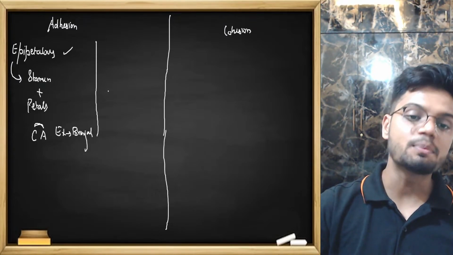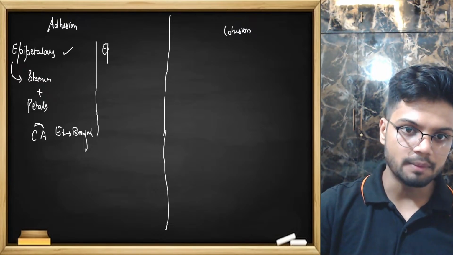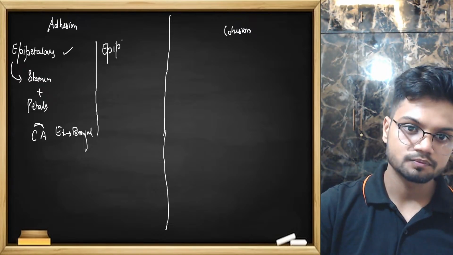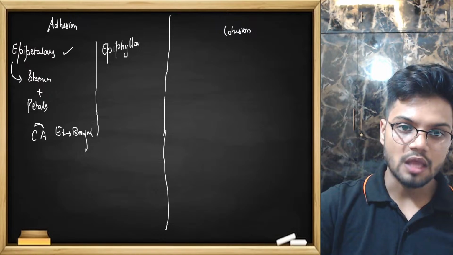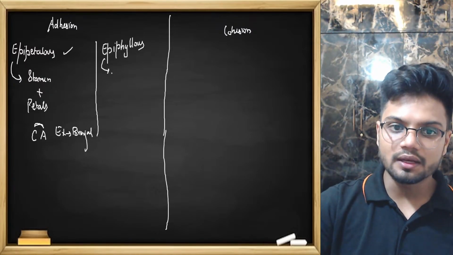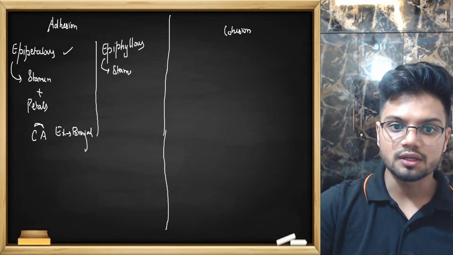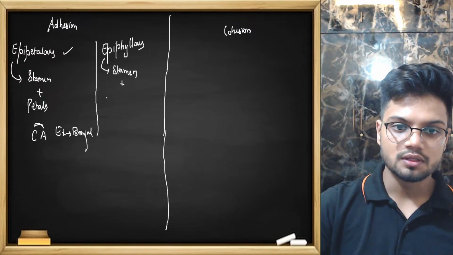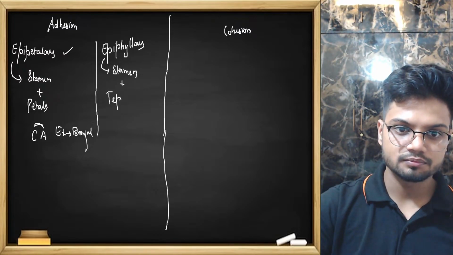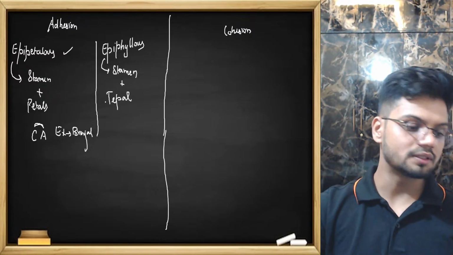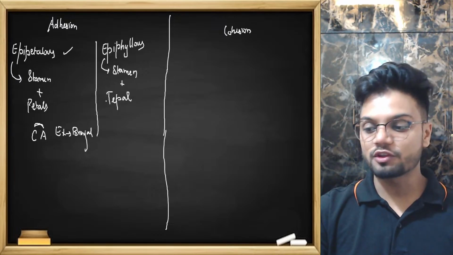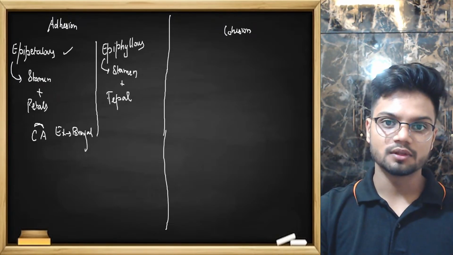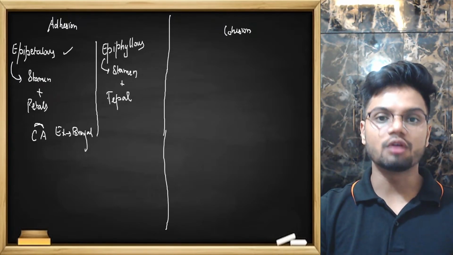The second one is called epiphyllous condition. Now again, stamen is fusing with something called a tepal. What is a tepal? A tepal is a structure where you can't tell which is a petal and which is a sepal.